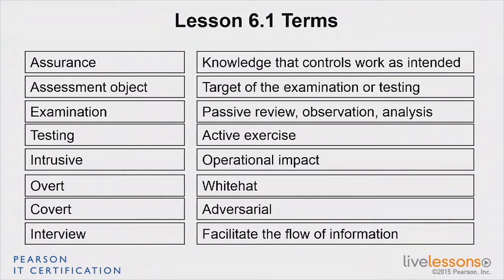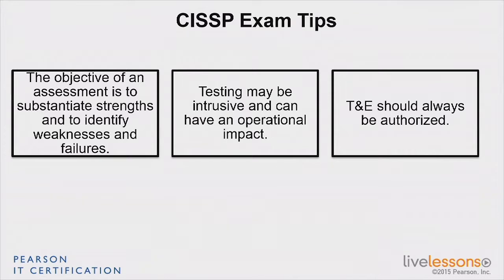So that brings us to our CISSP exam tips. Remember that the objective of an assessment is to substantiate strengths and identify weaknesses and failures. The testing may be intrusive and can have an operational impact, so we'll need to consider that in our planning. And T&E should always be authorized. We always want to ensure that any testing and examination we do is authorized by management.